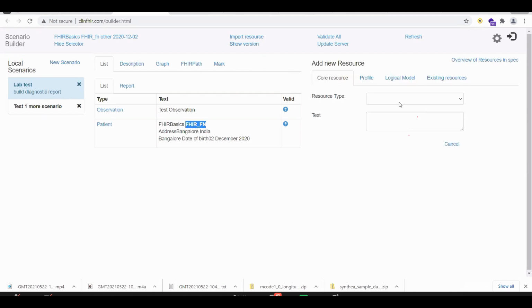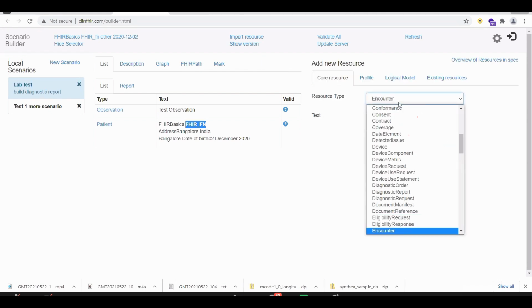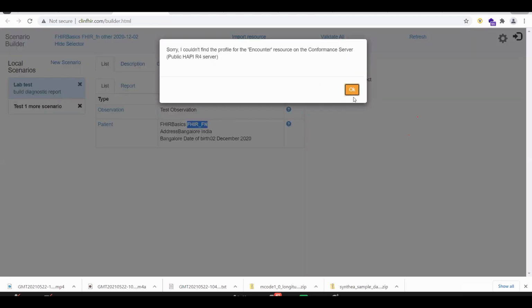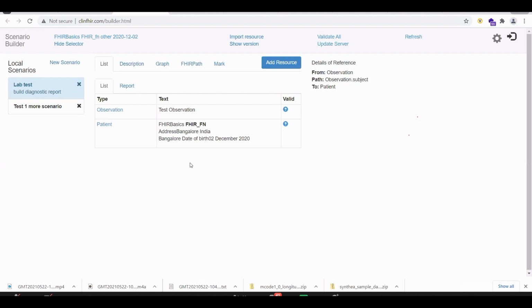So let's add a resource, encounter. Oh, the happy server. For this particular patient, there is no encounter, so it's not possible. But you get my point. So this is a visual representation of the resources that you want to see, right?